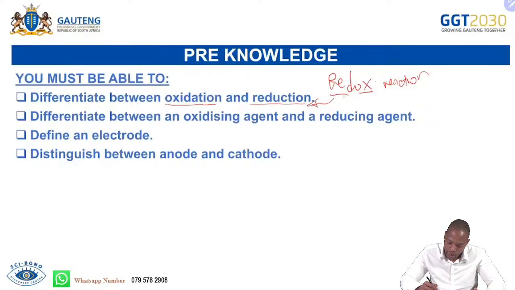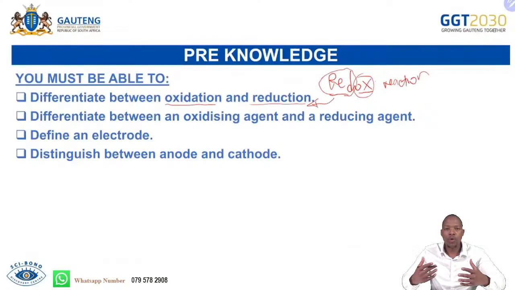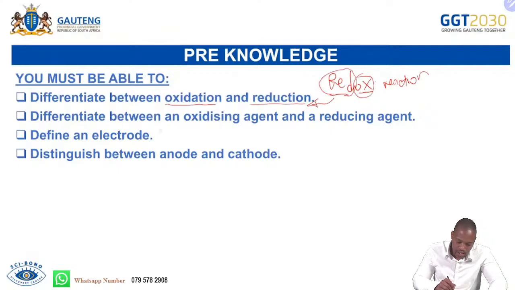So people, I am sure that you have encountered this before in the previous grade, in your grade 11. So we expect that you must be able to differentiate between the two, to say what we mean when we say a reduction half reaction, and what we mean when we say oxidation half reaction. Then you must be able to differentiate between oxidizing agent and reducing agent.